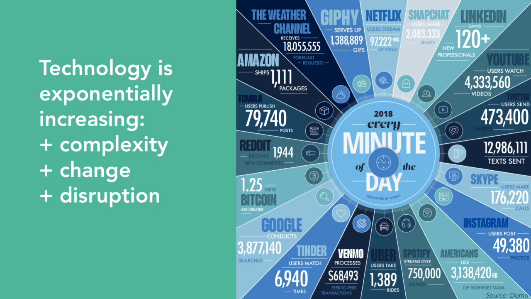So Google has 3.8 million searches per minute of every single day. The one that I probably contribute the most to is Netflix, which has 97,000 video streams per minute of every day. Hopefully, as Jeremy said yesterday, 1 in 3 people is on Netflix. Hopefully no one in this room is doing that.